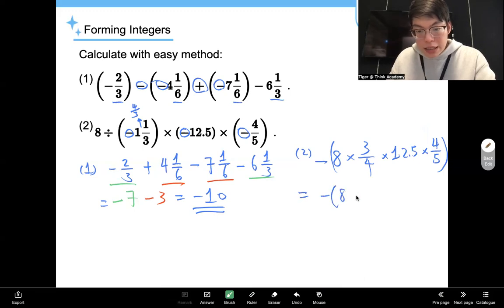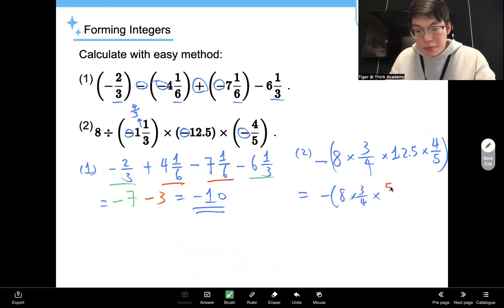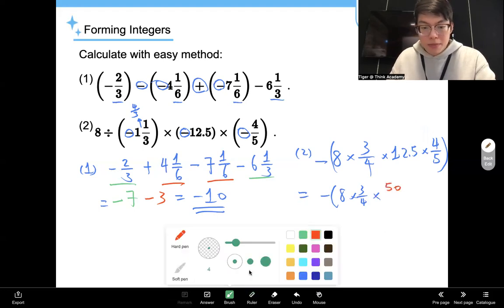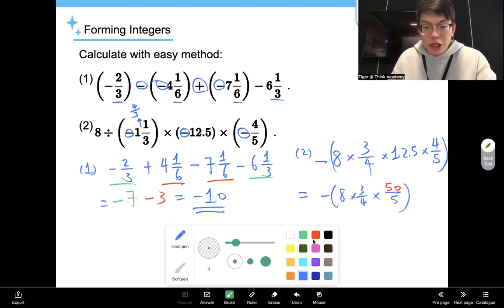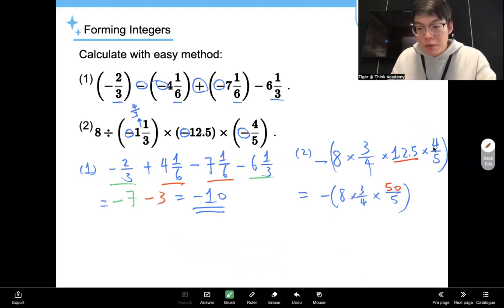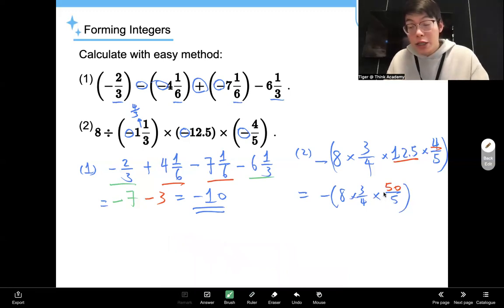So simply, you can just write the next line as minus 8 times 3/4 multiplying 50 over 5. So that's how I can find the integer there by 12.5 and 4. Such that now it becomes pretty easy for us to calculate it. All I have remaining to do is to simplify these fractions when I'm trying to multiply it, right?